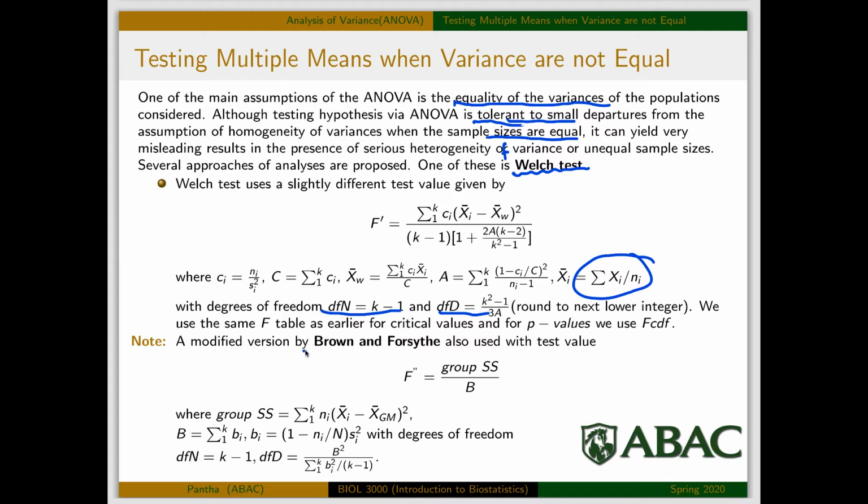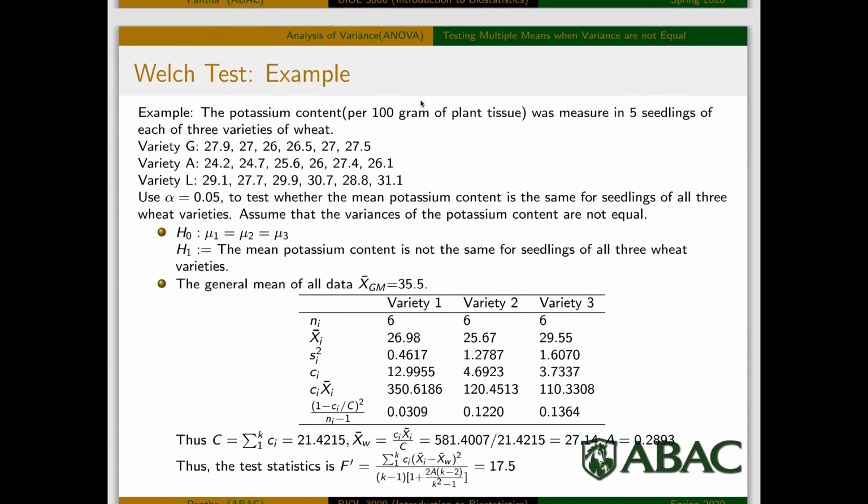A modified version of the Welch test is basically Brown and Forsythe, also used with the test value F double prime, group SS, the group sum of squares, divided by B, where the sum of squares is given by this value, and B is given by the sum from 1 through K of Bi, where Bi is 1 minus ni, the number of data in the ith sample, divided by the total data, times si squared, with degrees of freedom given for the numerator and denominator. So these are the formulas you use for the Welch test, meaning if you are doing the ANOVA but the variances are not equal, then this is the method we use. Let's see one example.